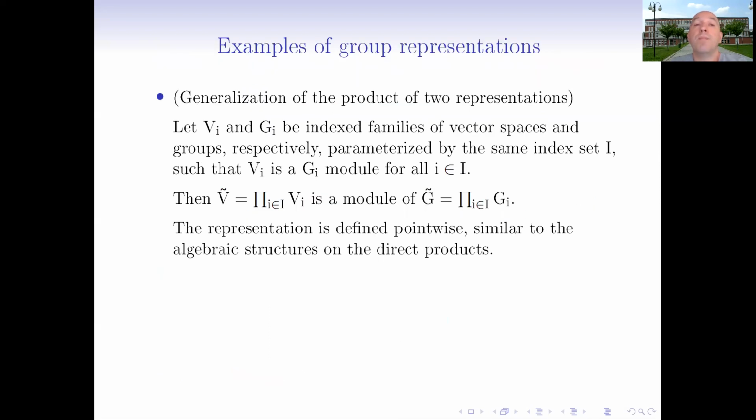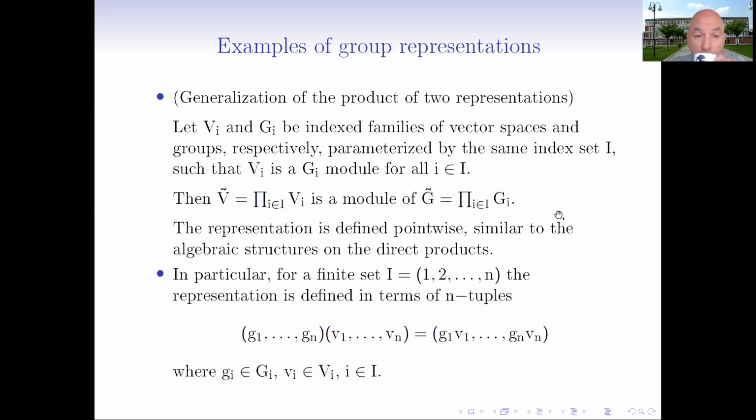Let me give you some more examples of group representations. This is the generalization of the product of two representations. So let V_i and G_i be indexed families of vector spaces and groups, parameterized by the same index set I, such that V_i is a G_i-module for all i from I capital. Then let me define V tilde to be the direct product of all V_i's; it is a module over G tilde, which is the direct product of all G_i's. And the representation is defined pointwise, like it was before for all algebraic structures, like for the group structure and vector space structure.